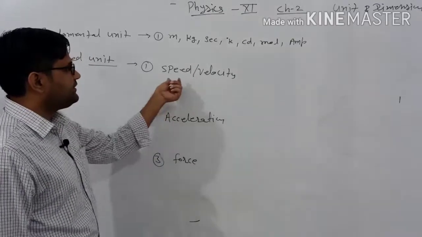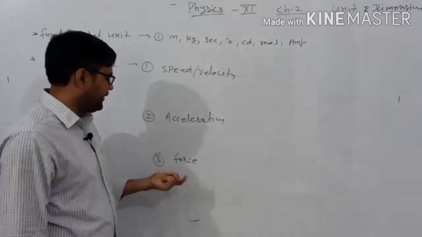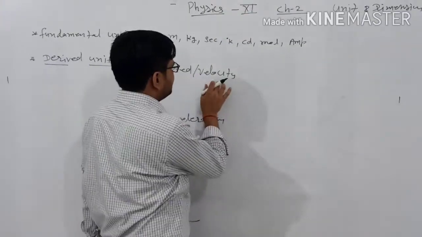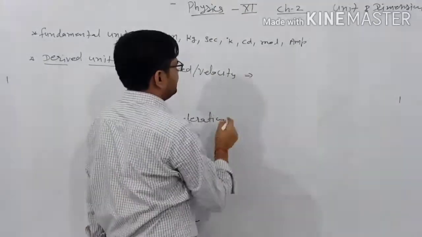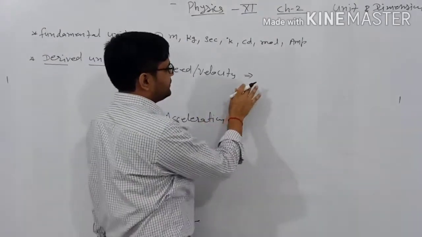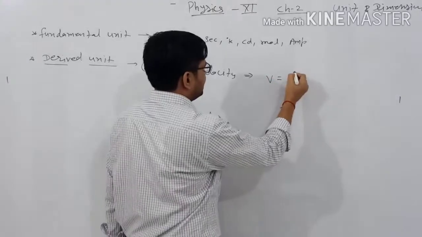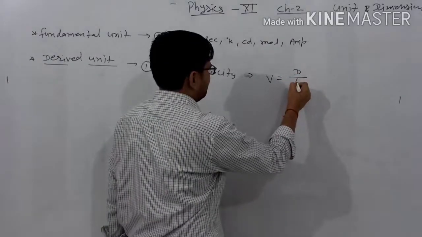Speed and velocity, चाल या वेग, acceleration, force, बल. Now first we will talk about the speed and the velocity. As we know, the formulation of the speed and velocity is defined as distance or displacement upon time.